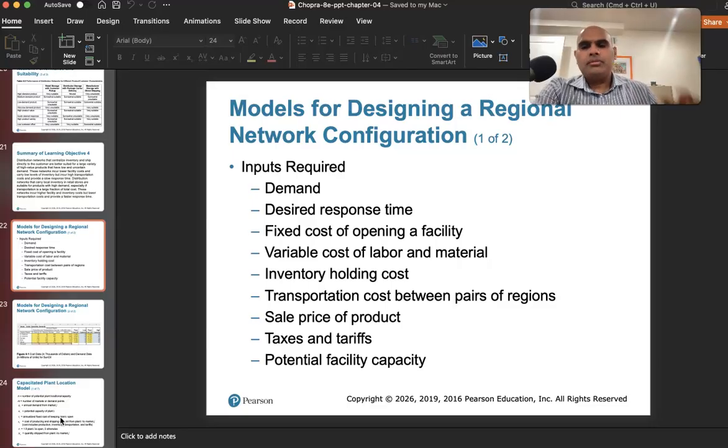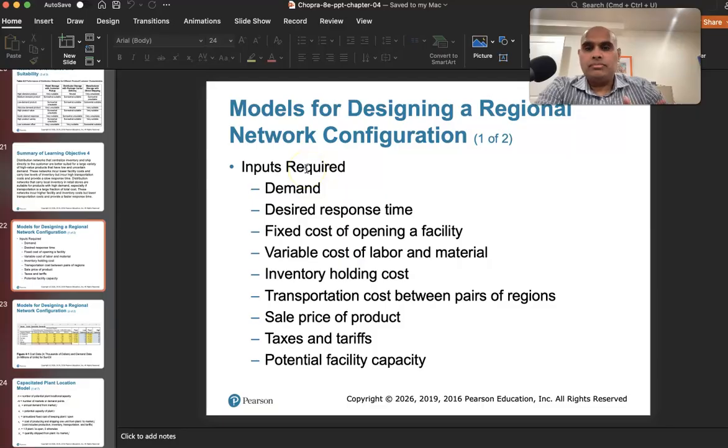All right, but today let's begin with the facility location model. This is when we use the capacitated facility location model to design a regional network configuration, right? So we're talking about regions in general, we're not talking about specific locations.